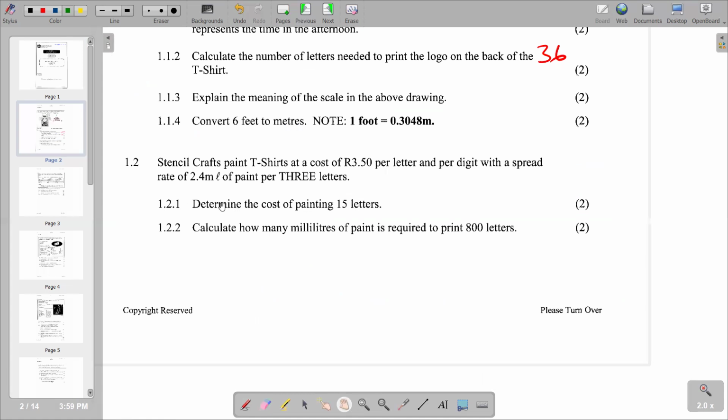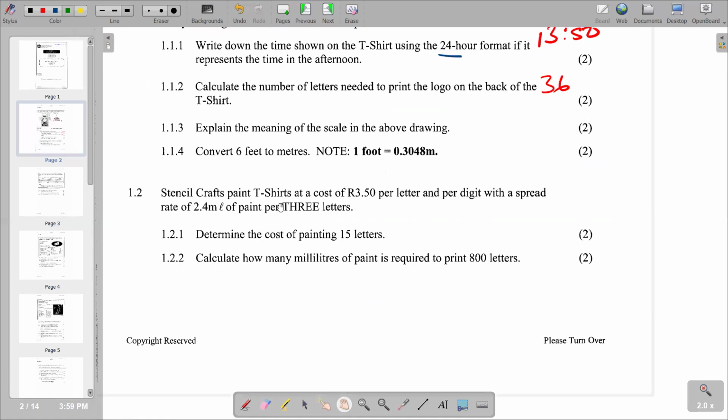If we go to 1.2, it says a company paints t-shirts at a cost of 350 cents per letter and per digit, with a spread rate of 2.4 milliliters of paint per three letters. 1.2.1, determine the cost of painting 15 letters.